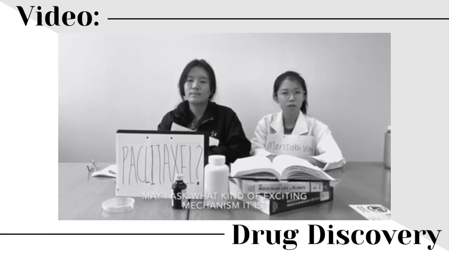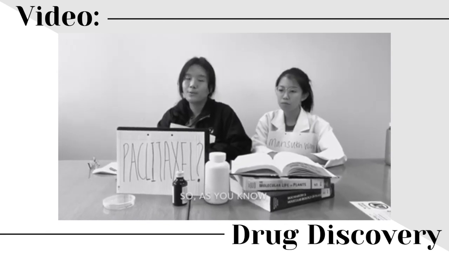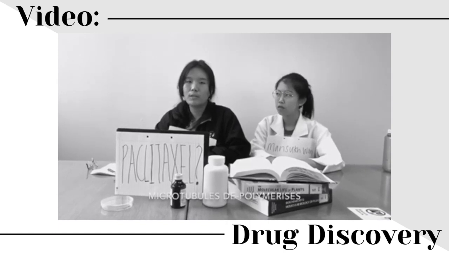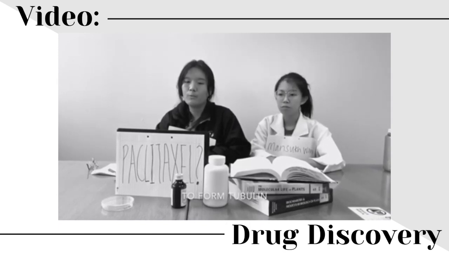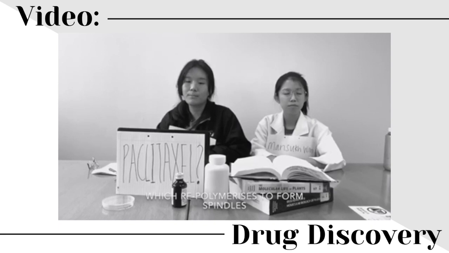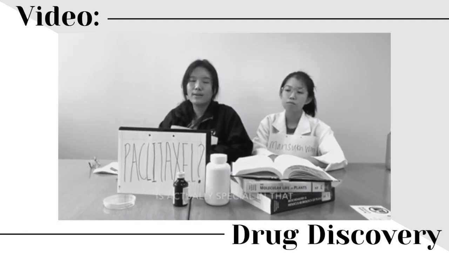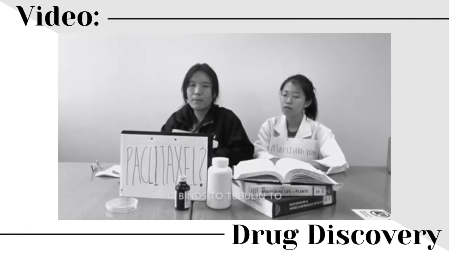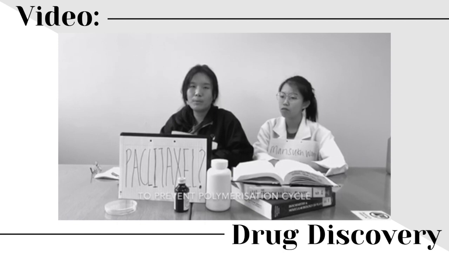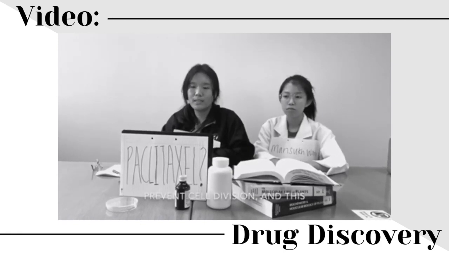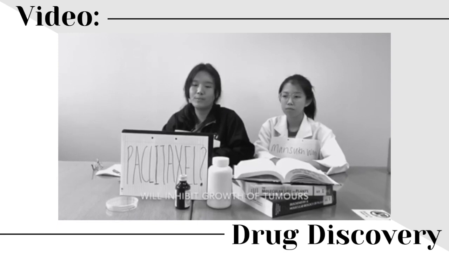May I ask what kind of exciting mechanism it is? So, as you know, during cell division, microtubules depolymerize to form tubulin, which repolymerizes to form spindles, which push cells apart, correct? Mm-hmm. So, Paclitaxel is actually special in that it binds to tubulin to prevent the polymerization cycle, and hence this will prevent cell division, and this will inhibit growth of tumors.